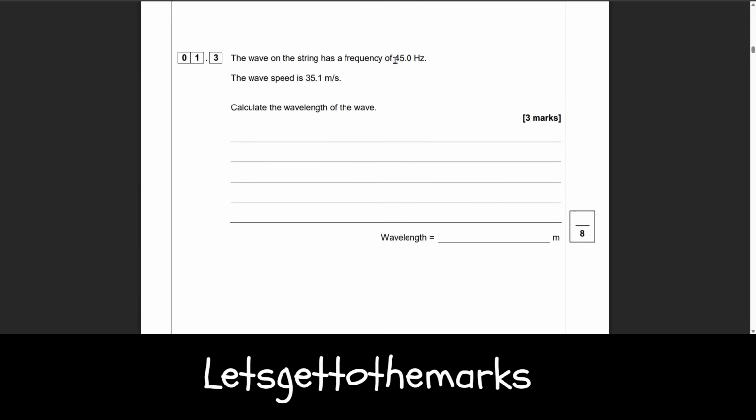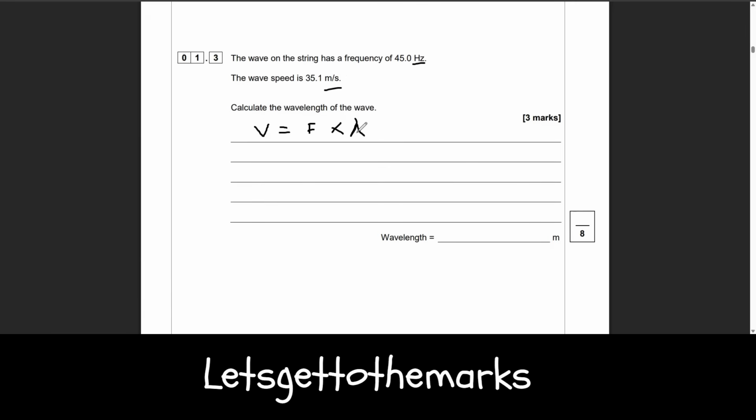The wave on the string has a frequency of 45. The wave speed is 35.1. Calculate the wavelength. There isn't a rearrangement to do here, but our units are all perfect. Frequency is in hertz, not kilohertz or megahertz or millihertz, and wave speed is in meters per second. So that's all perfect. So we said that v equals f times the weird wavelength symbol, that one.